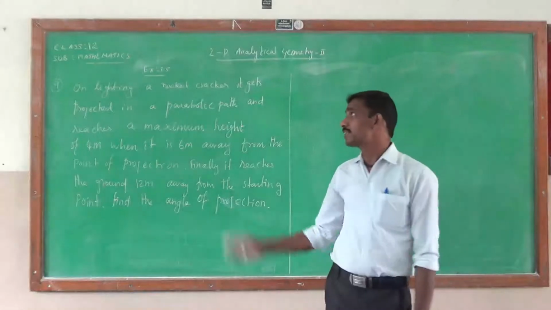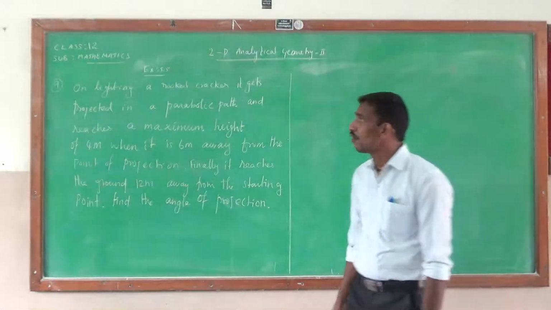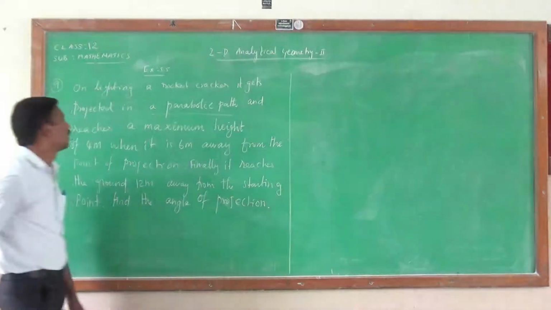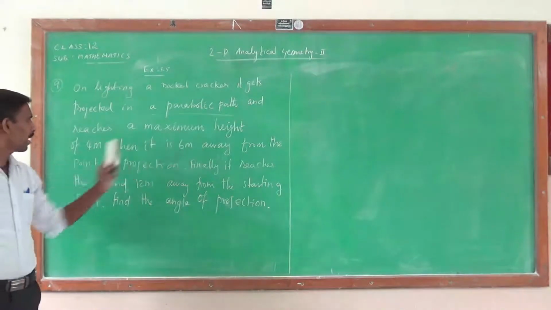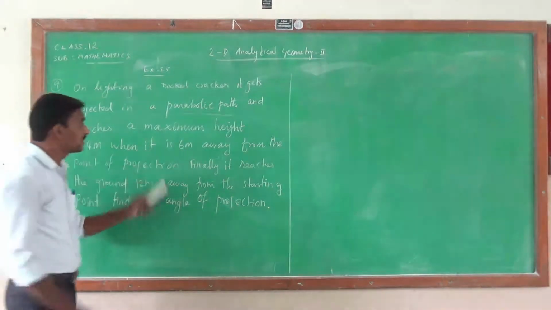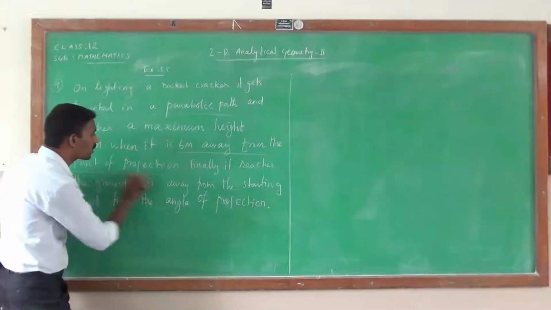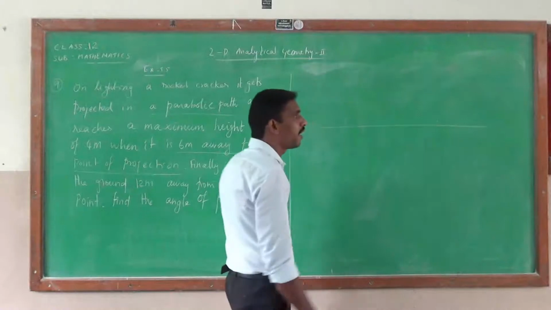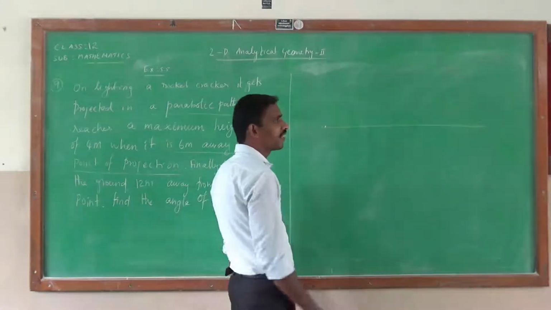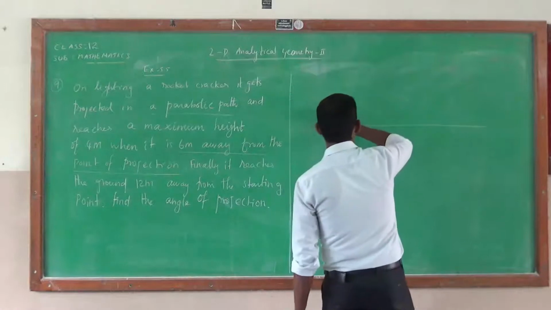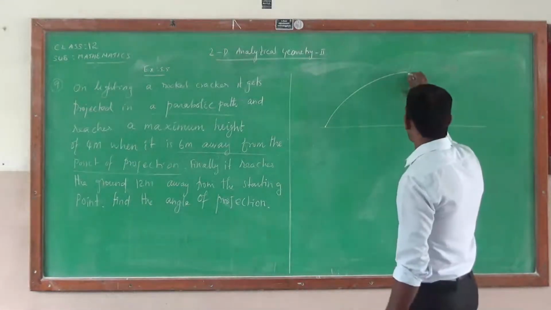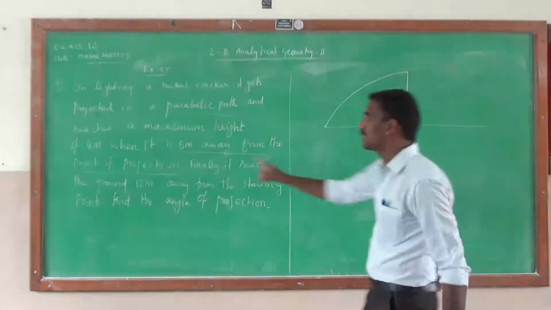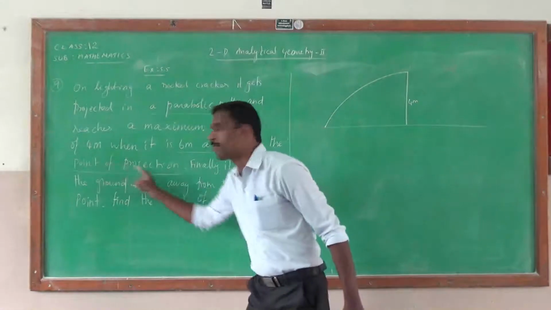Hi students, this is exercise 5.5, question number 9. On lighting a rocket cracker, it gets projected in a parabolic path and reaches a maximum height of 4 meter when it is 6 meter away from the point of projection. Consider this is the ground level. A rocket cracker is fired here and it reaches a maximum height of 4 meter when it's 6 meter away from the point of projection.